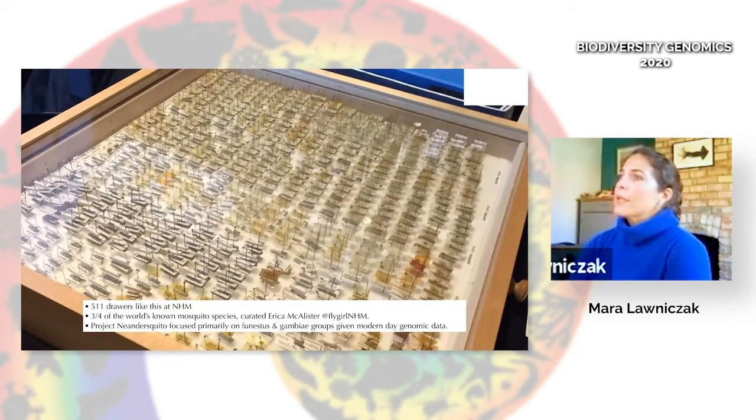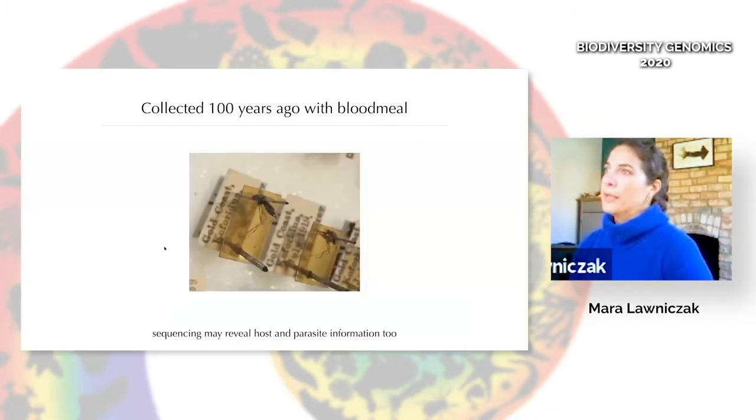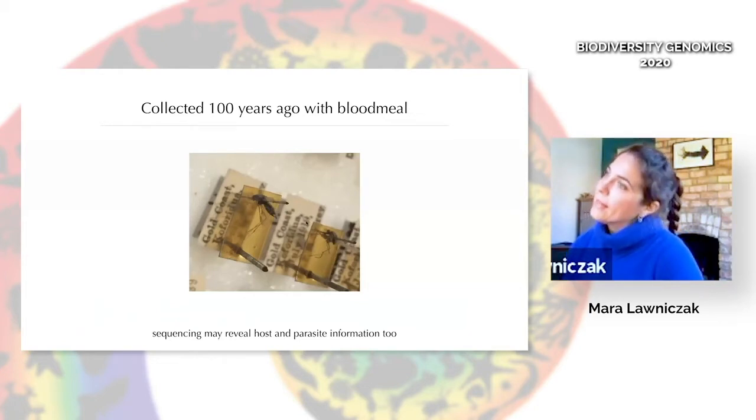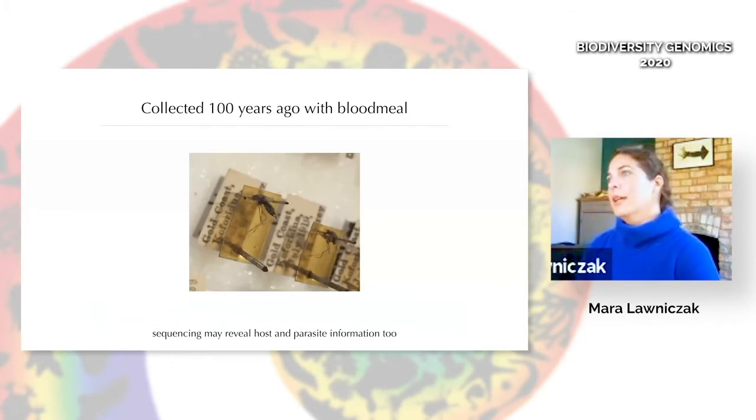We are primarily focused on looking back in time at the funestus and gambiae groups, given our modern day genomic data. And this actual box has just the gambiae. These are just gambiae specimens. Here's a picture of a mosquito from that collection. You can hardly see it, but the tag says 1919, so it was collected 101 years ago. And this female here has a blood meal contained in her abdomen. So we are optimistic that not only will we be able to look at the genomes of the mosquitoes, but also understand who that mosquito bit through the host DNA, and if that person was infected with malaria.